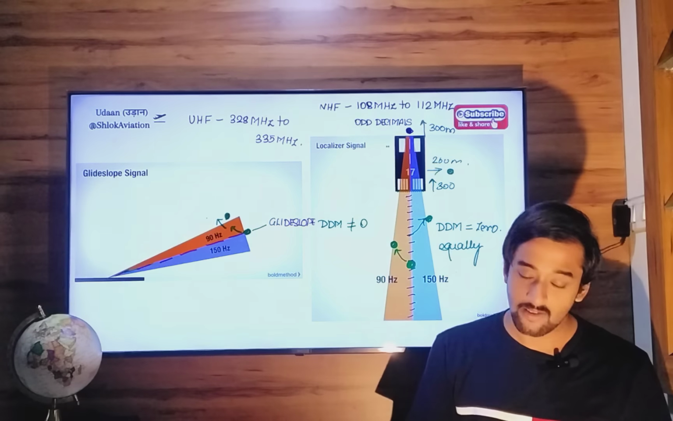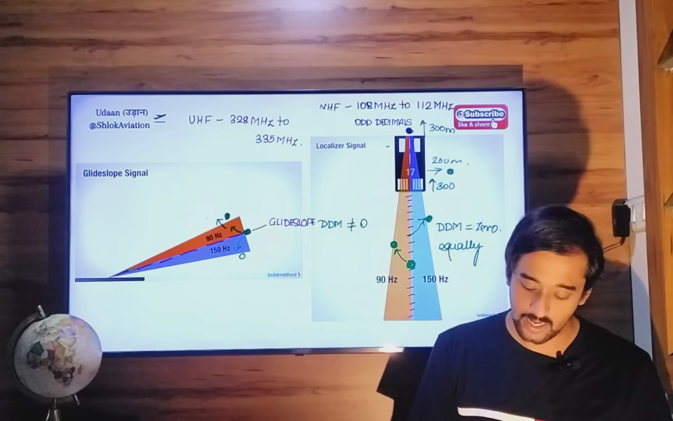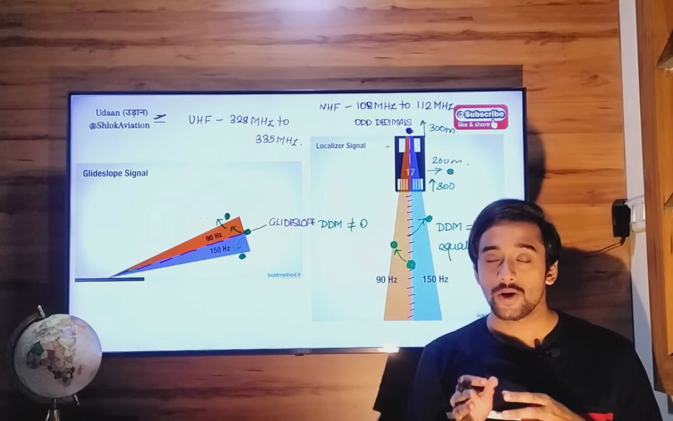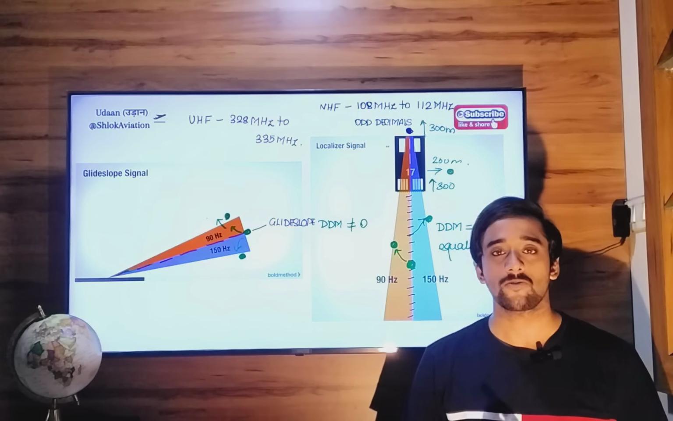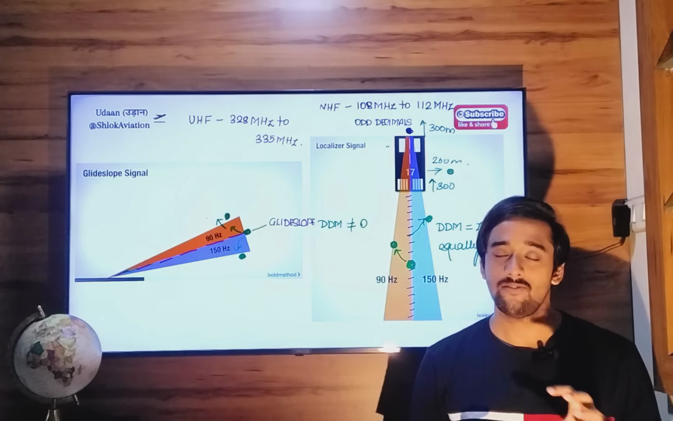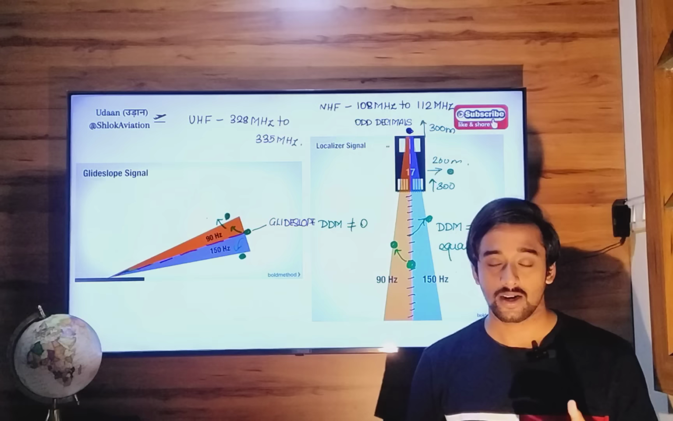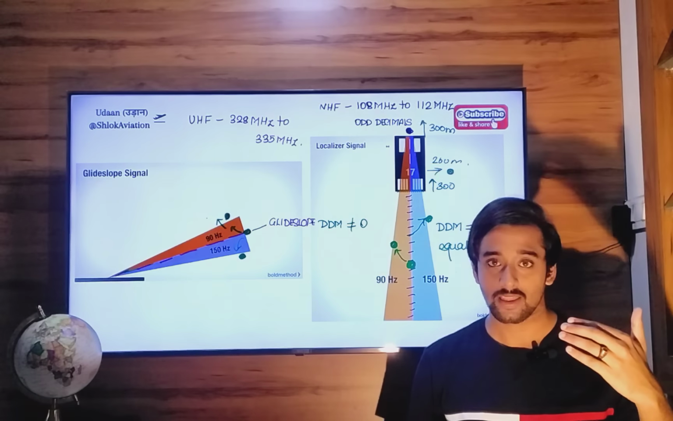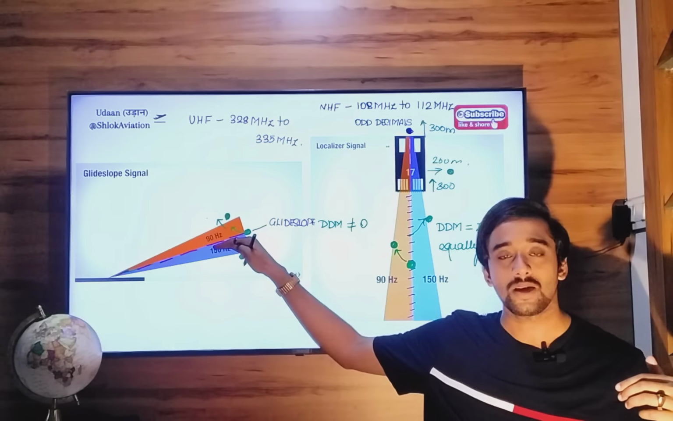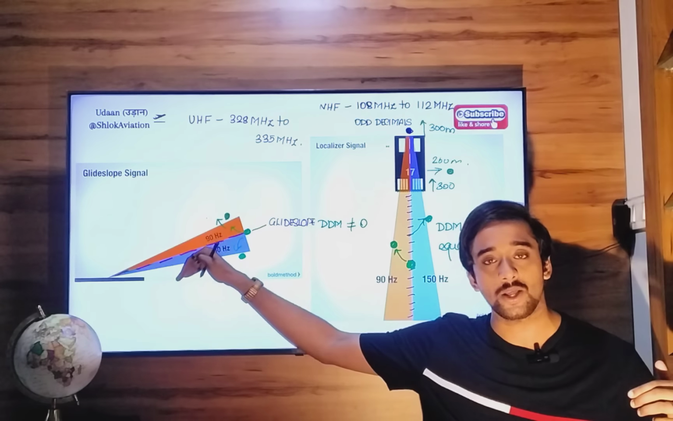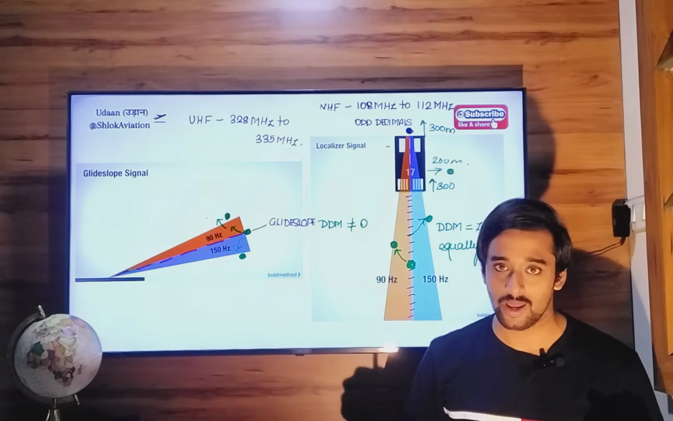Let's say your aircraft deviates below the glide slope, somewhere here. In this scenario, your aircraft will receive more of the 150 hertz signal and less of the 90 hertz signal. So the CDI will give you a solution to fly up, because the glide slope is above you. Fly up, capture that glide slope, and then continue maintaining it down to the runway.